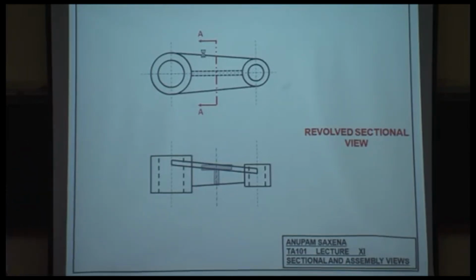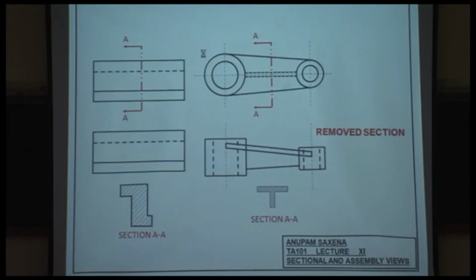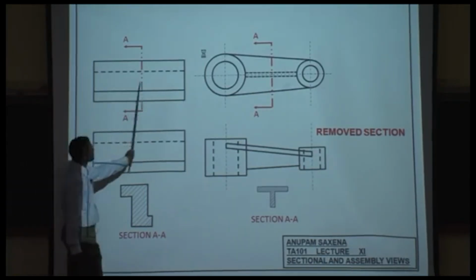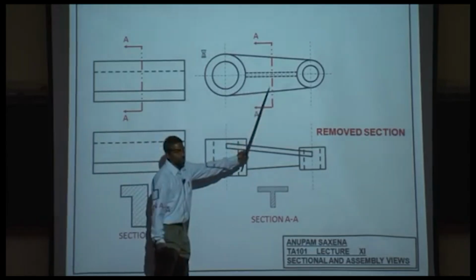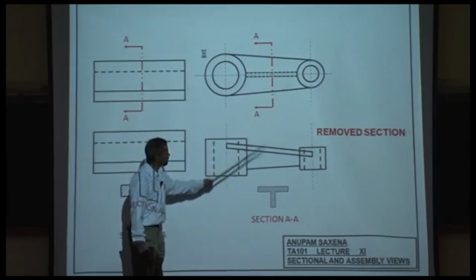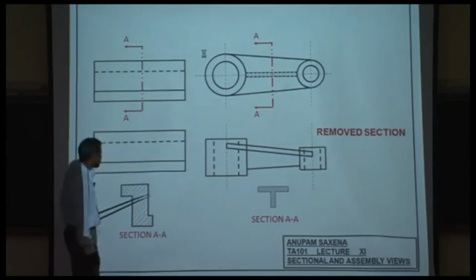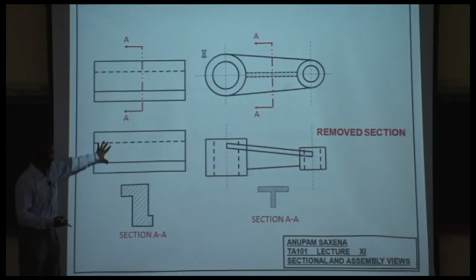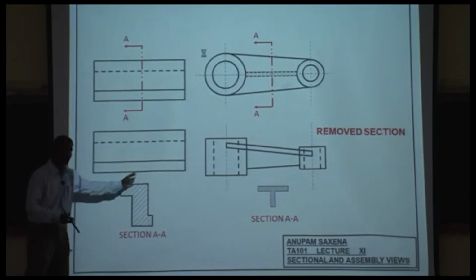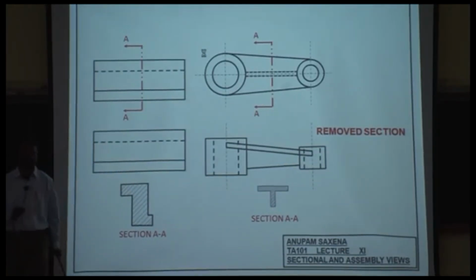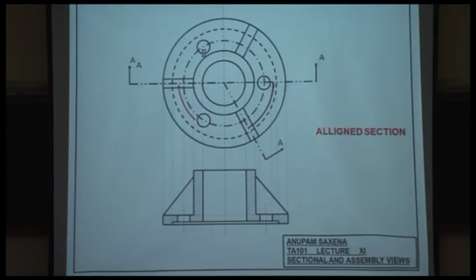Okay, fourth option. Fifth option, removed section, very similar to revolved section. You choose a section, okay, and show the cross section of the object in the front view, not with the front view, but maybe a little below or on the side. Okay, that's the only difference. And of course, aligned section.